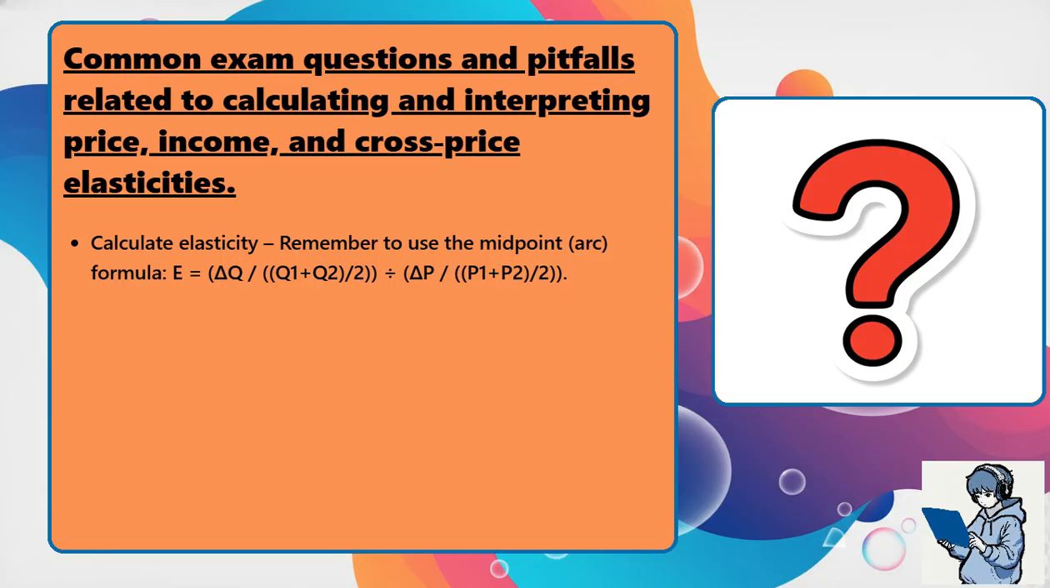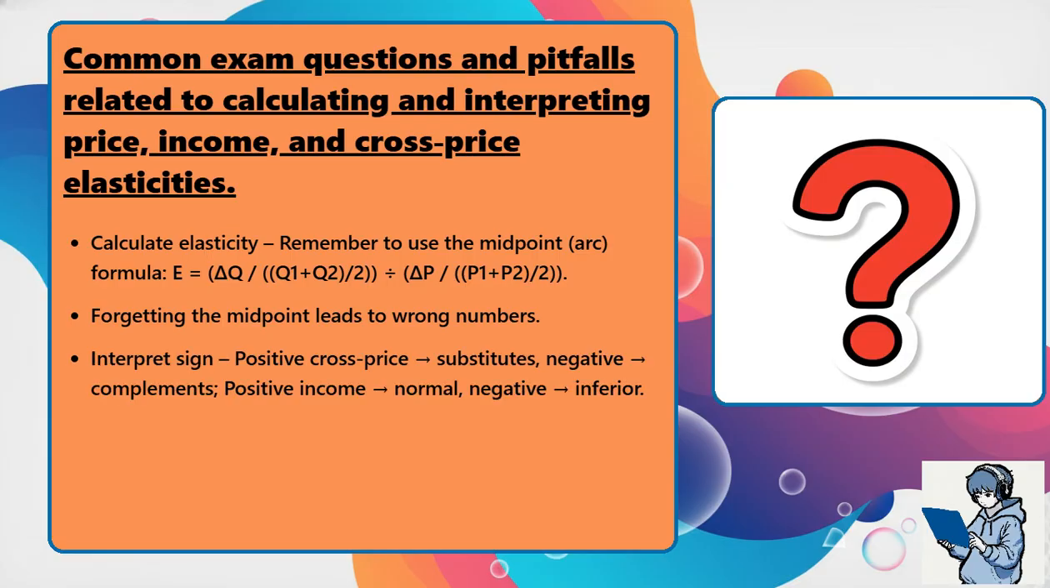Calculate elasticity. Remember to use the midpoint arc formula. E equals delta Q divided by the average of Q1 and Q2, all divided by delta P divided by the average of P1 and P2. Forgetting the midpoint leads to wrong numbers.